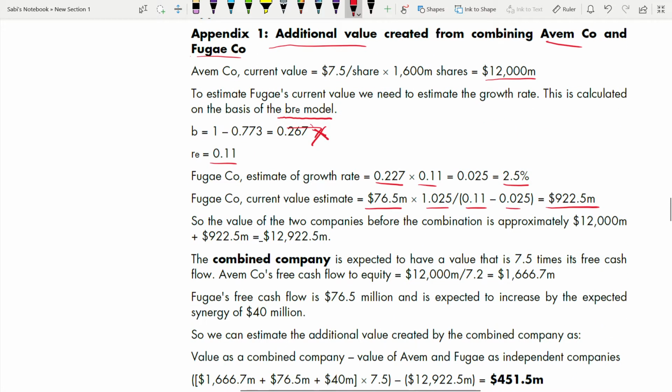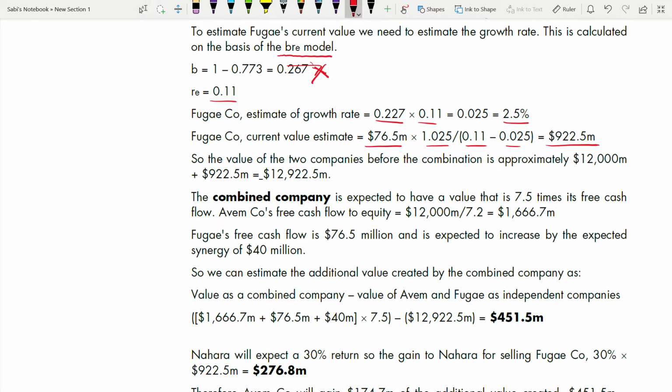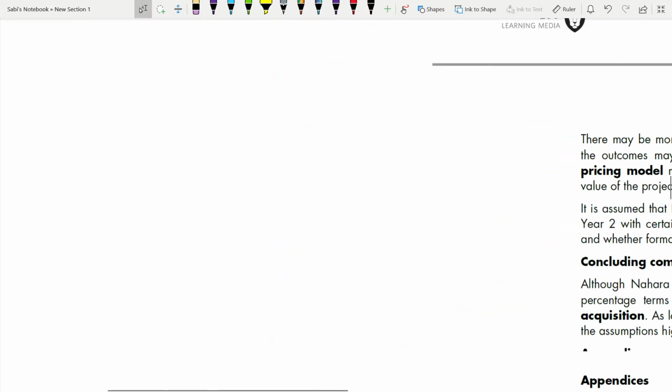Now coming to the combined company. The combined company is expected to have a value that is 7.5 times its free cash flow, Avem's free cash flow to equity. We don't know what is Avem's free cash flow to equity. We have been given the price earning ratio, okay, and the value of Avem's. How are we getting that? We have been told. Here's something.